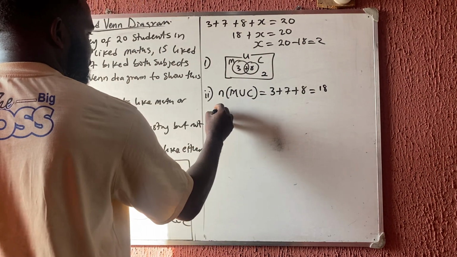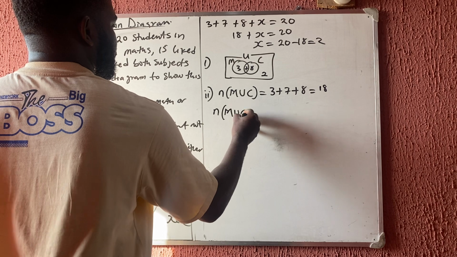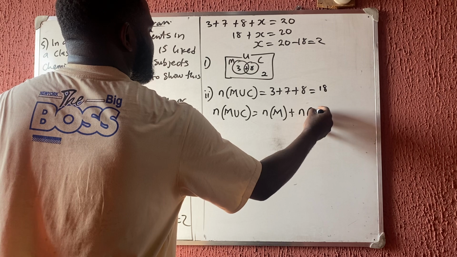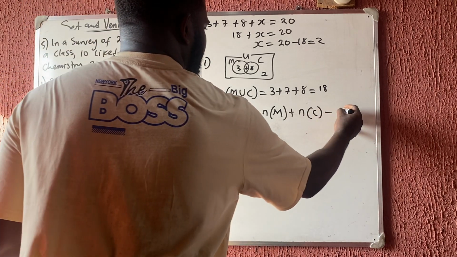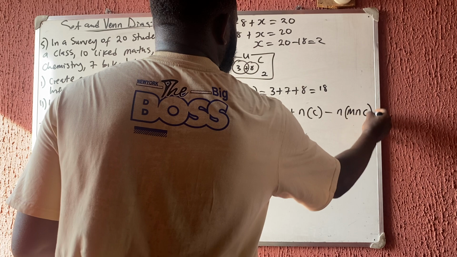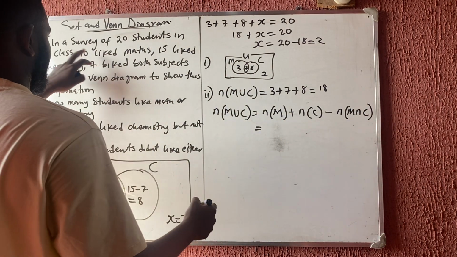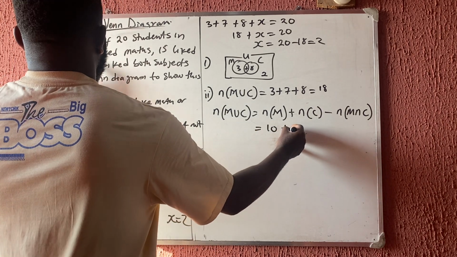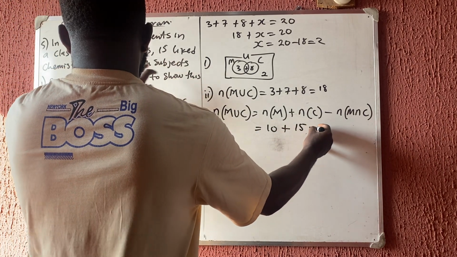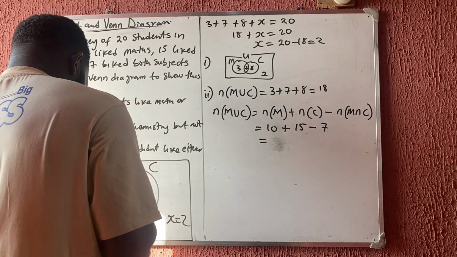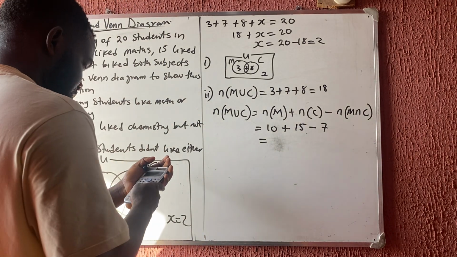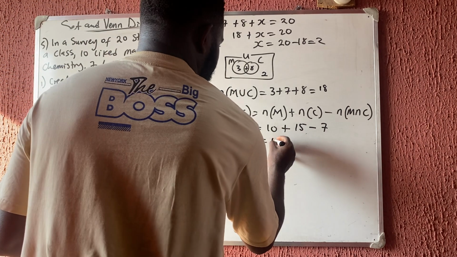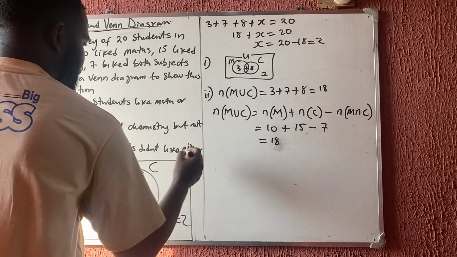Okay, but let us see with this formula: math union chemistry gives you number of math alone plus number of chemistry, then minus number of math intersection chemistry. Let's see if it will work. Number of maths is from this one. I did not see only, so it's this one that I'm using. That is 10 plus number of chemistry is 15, then minus their intersection is 7. So let's see what we are going to have. 10 plus 15 minus 7. So I'm having the same 18. See, the same 18. So any method you like will still give you the same answer.